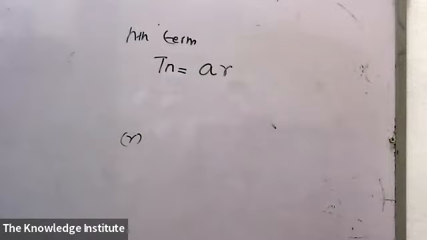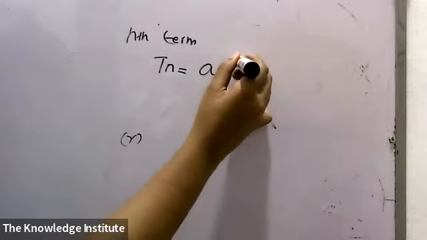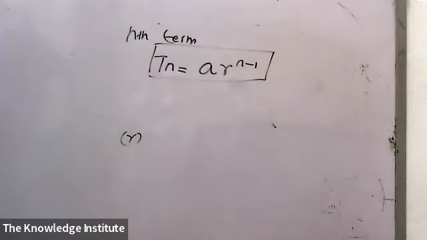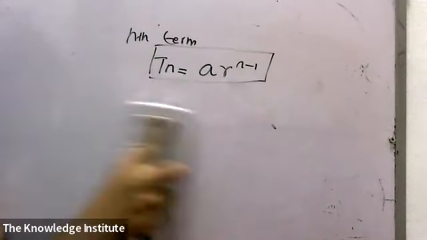So Tn equal to a into r to the power n minus 1. N minus 1 is an index. Okay. Copy this down. I'll be doing examples, don't worry. Okay, I'll just show you one quick example.